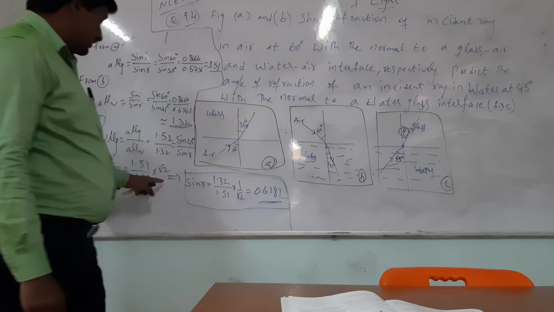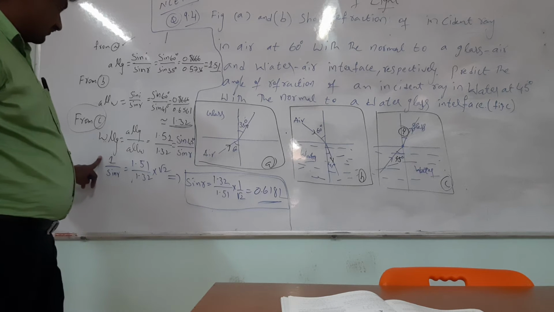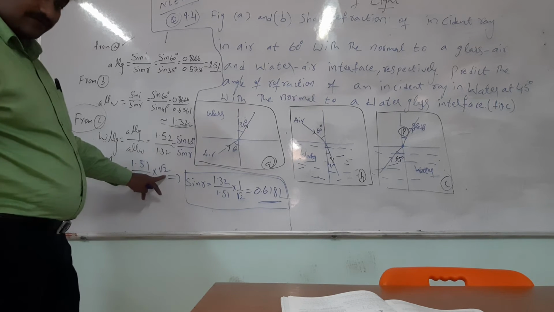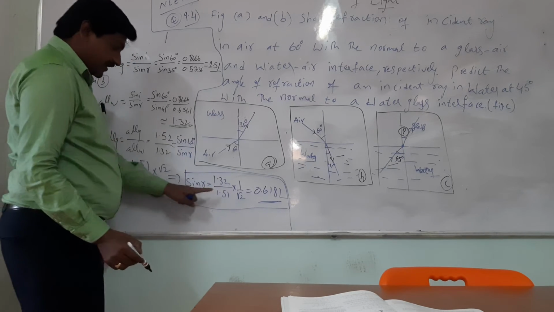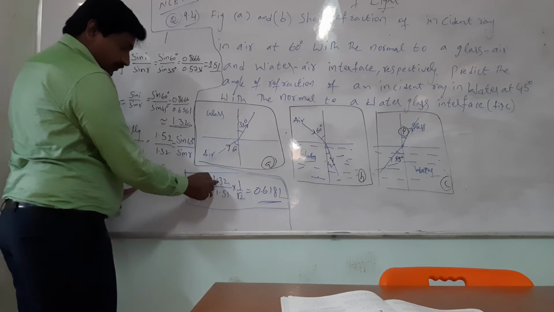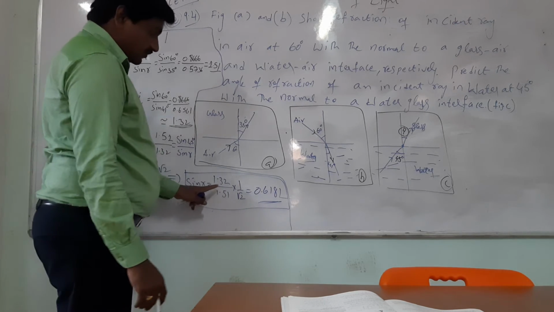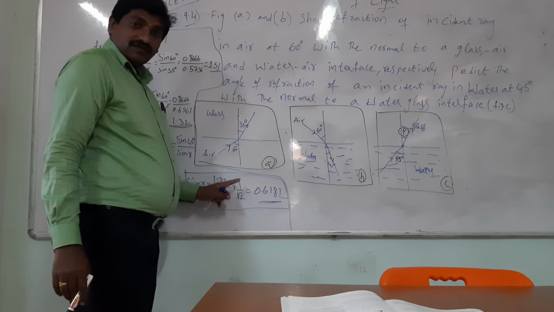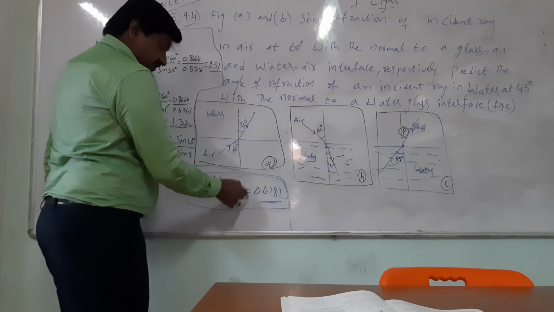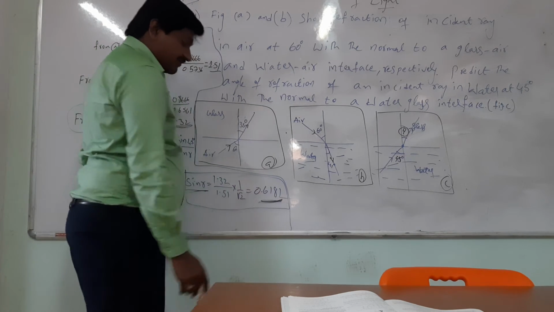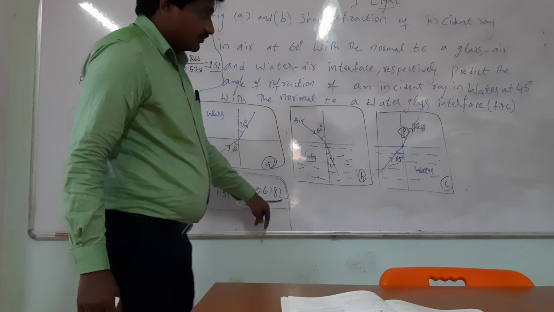So I wanted to write sin 45 as 1 by root 2. Then if I write 1 by root 2 here, it will go to that side and become root 2. Then, if I make sin r the subject, sin r equals 1.32 in the numerator by 1.51 in the denominator into 1 by root 2. So after division and after substituting the root 2 value 1.41, 1 by 1.41 gives us the decimal. After total multiplication, I have the answer 0.6181, which is the sin r value.